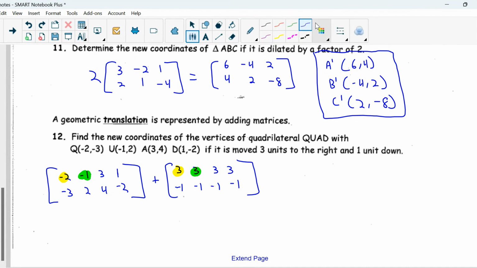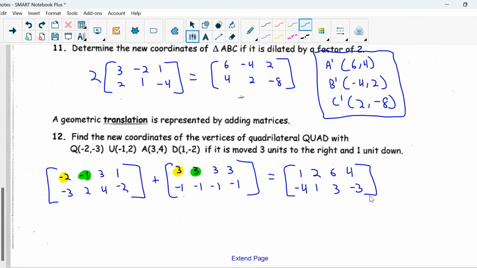So let's go ahead and add. Negative 2 plus 3 would give us 1. Negative 1 plus 3 would give us 2. 3 plus 3, 6. 1 plus 3 gives us 4. Now on to our y coordinates. Negative 3 plus negative 1, negative 4. 2 plus negative 1 gives us 1. 4 plus negative 1 gives us 3. Negative 2 plus negative 1 gives us negative 3.